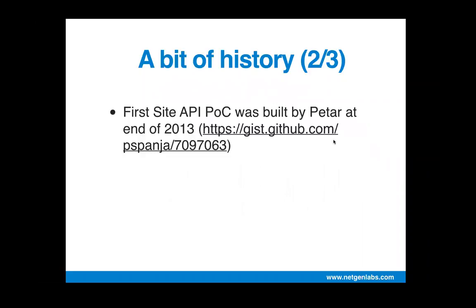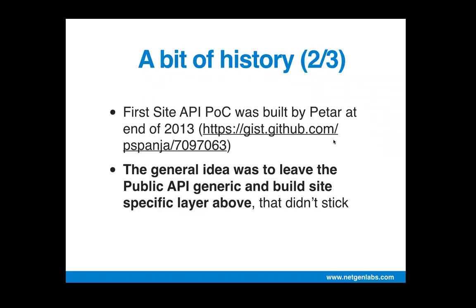Then the funny thing is that the first site API proof of concept was built by Petar for Easy roughly at the end of 2013. You can actually still find it. It was planned in the architecture back then, but it was soon left aside. Probably there were some more important things to do back then, but the general idea was to leave the public API generic and build a site-specific layer above the public API.